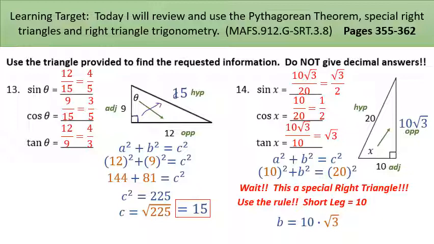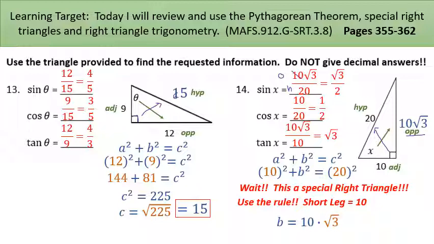Okay, so now we just have to apply our rule. So let's focus on the sine. Sine is opposite over hypotenuse. So x is our opposite side. So here's our opposite side, 10 square root of 3. The hypotenuse is opposite the right angle, so it's 20. So this is going to be opposite over hypotenuse. So 10 square root of 3 over 20.